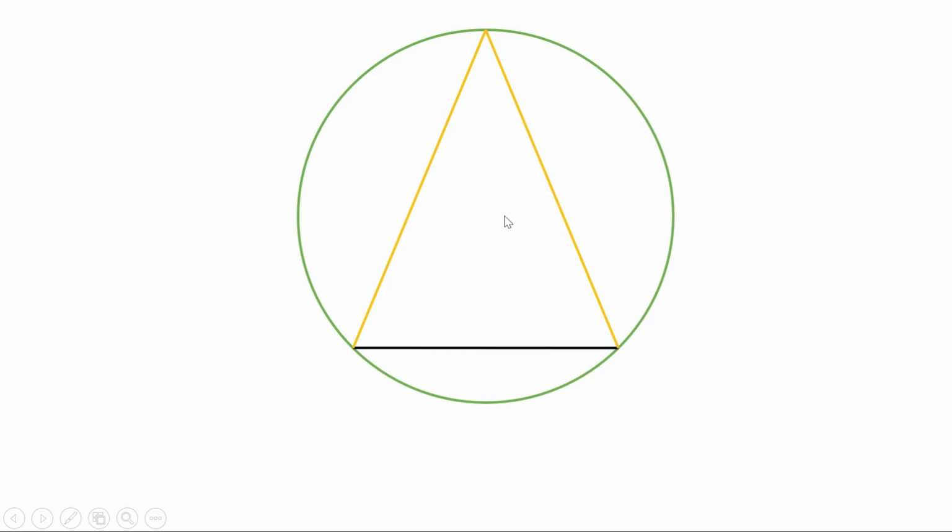Is it a right angle? No. Now let me join the ends of the chord to a point on this arc. Is it a right angle? No. Are these 2 angles equal? You can easily see that these 2 angles are not equal. That means when we draw a chord, the circle is divided into 2 parts but they are not equal and angles in each part are also not equal.